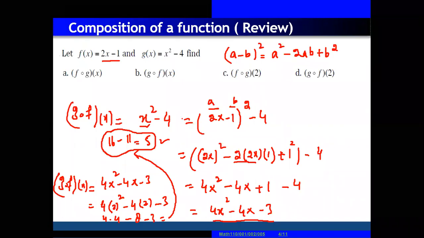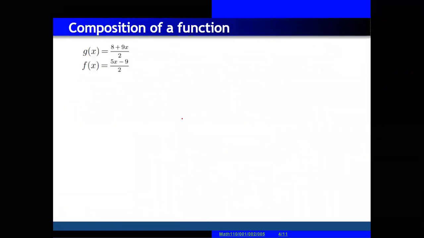One fraction example. We have g of x is equal to 8 plus 9x divided by 2, and f of x is equal to 5x minus 9 divided by 2. So you can find g composition with f, or f composition with g. Let's try f with g.